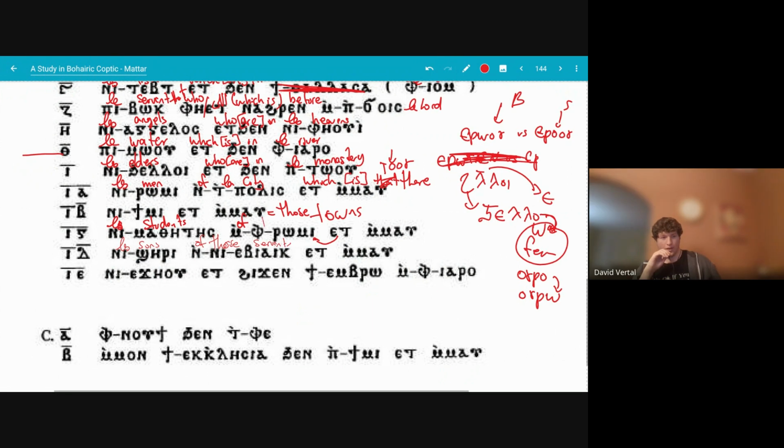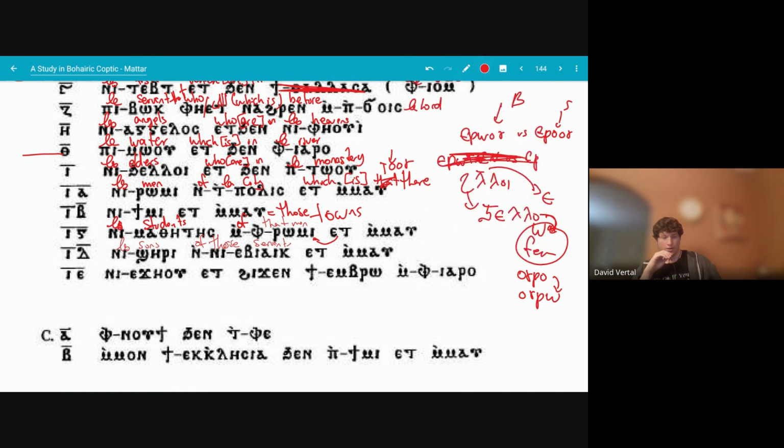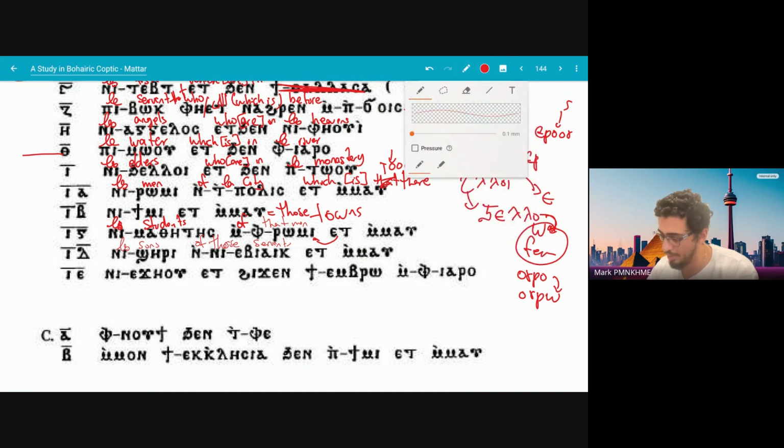Yep. Ni ejeu et higen tiembro em biadro, the ships that are upon the harbor of the river. Yes. Perfect. Okay, I think you did 2, right?